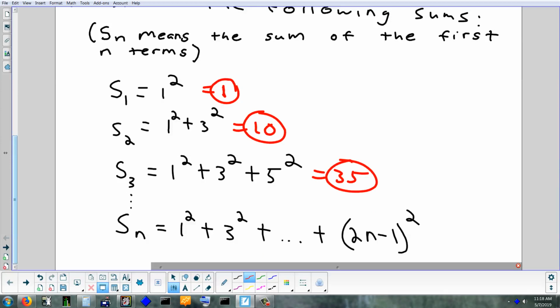Okay. I'm going to write this in a second, but what these are called is partial sums. A partial sum of the first two terms, a partial sum of the first three. I know the first one sounds weird. It's a partial sum of the first one term. It's just really the first term.